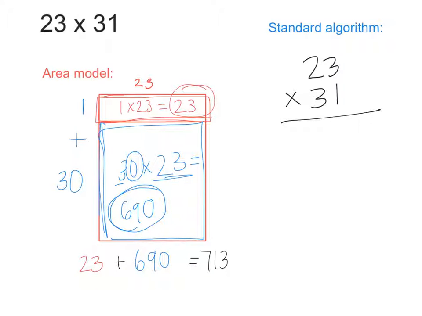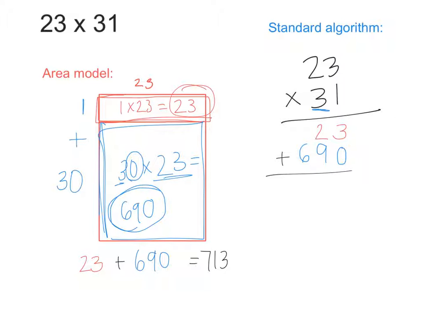Okay, now let's see how that could relate to the standard algorithm. When we do our standard algorithm, of course, we first multiply the ones. So 1 times 3 is 3, and 1 times 20 is 20. Good. Now, do you guys remember learning the standard algorithm before? Good. Now we can move on. We put a 0 here. Do we ever put an x there, or do we always put a 0 there? We always put a 0 because now we're working with the tens. We're going to multiply 30. 30 times 3 is 90, right? And then 30 times 20 is 600. So our partial product here is 690, right?